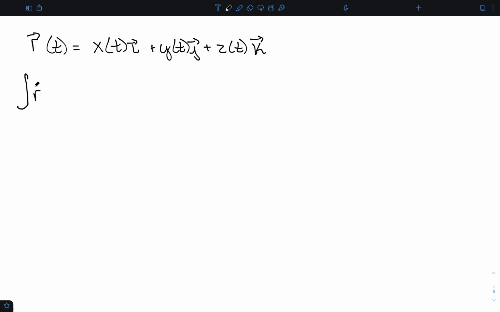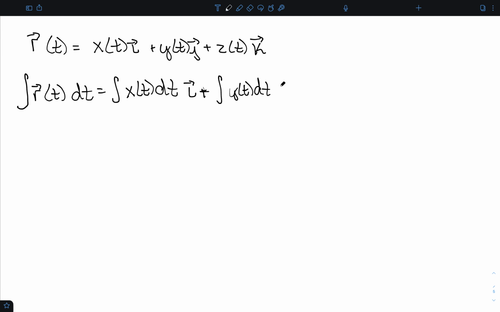Then the integral of r of t is the integral of the individual pieces: the integral of x of t dt times i, plus the integral of y of t dt times j, plus the integral of z of t dt times k.